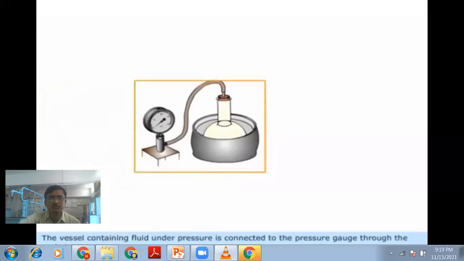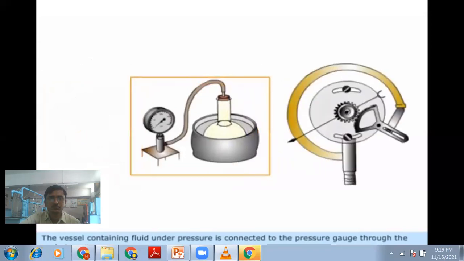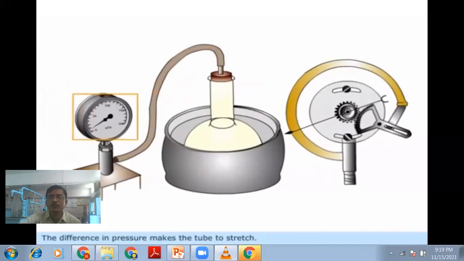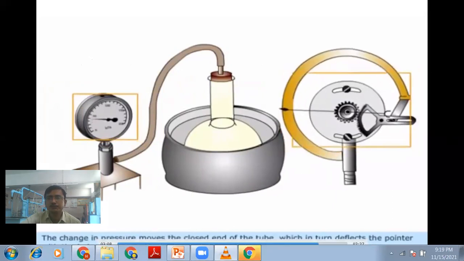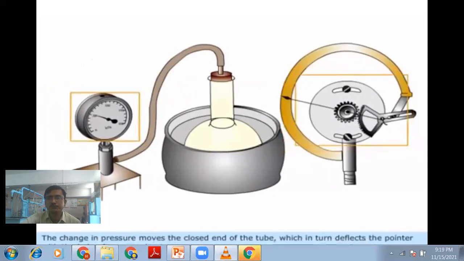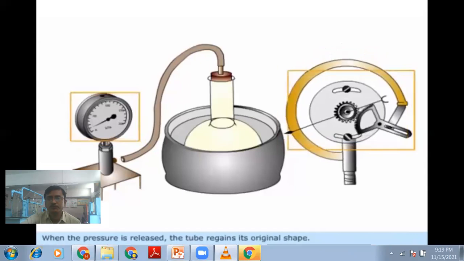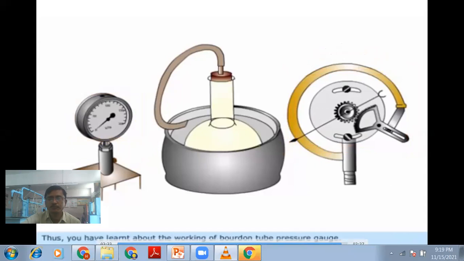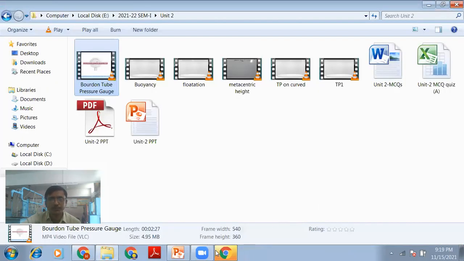The vessel containing fluid under pressure is connected to the pressure gauge through the socket. The difference in pressure makes the tube stretch. See here, you can see this tube changing to straight. The change in pressure moves the closed end of the tube, which in turn deflects the pointer with the help of the gear mechanism. When the pressure is released, the tube regains its original shape. Thus, you have learned about the working of the Bourdon tube pressure gauge. So this was the working of this Bourdon tube pressure gauge.